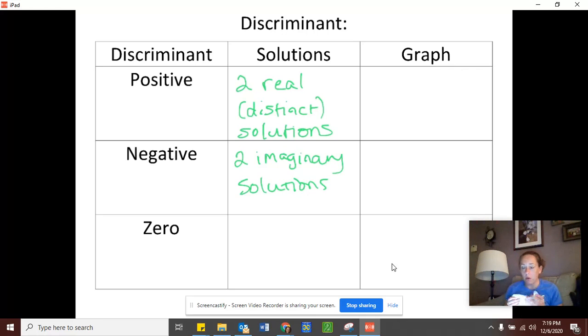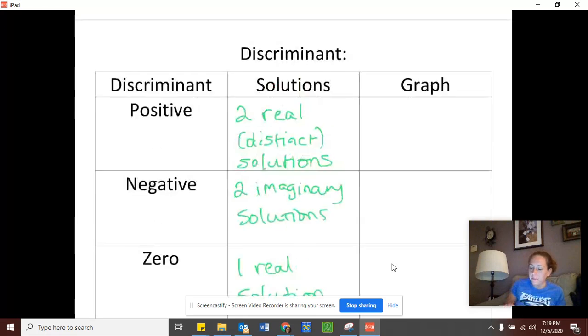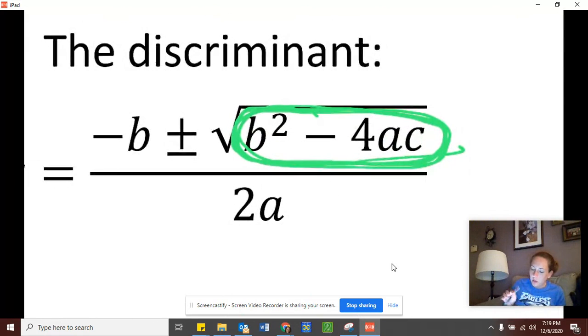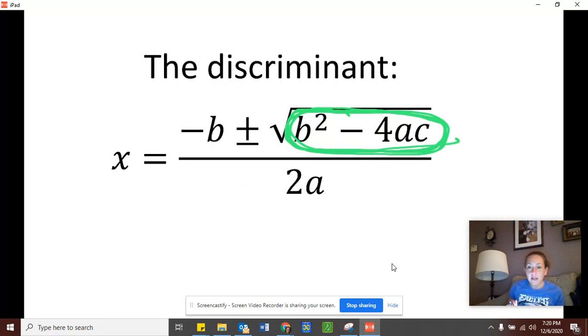Okay, so if you have zero, it means that you have one real solution. Now, if you look at that, it's because here we have the plus minus. That confuses people sometimes at first. It means that when you use this formula, you get two answers, because solutions are essentially x-intercepts.